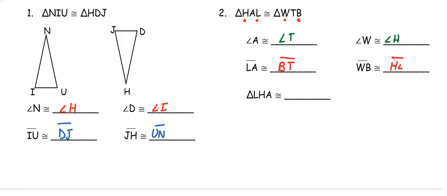Now, in the last one, it's saying triangle. It changed the triangle name. So the triangles are the same, but it gave us a different order. So when I name my second triangle, I need to know what letter matched up with L in the original triangle. So we have B, H matched up with W, and then A matched up with T. So we're just changing the order so that the letters match up with the corresponding angles and sides.